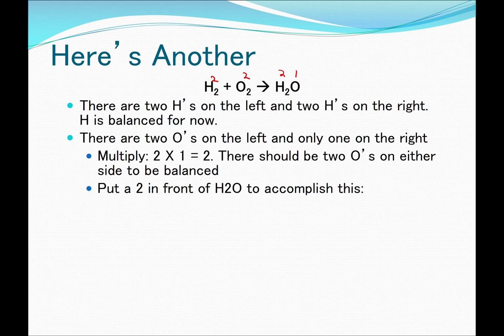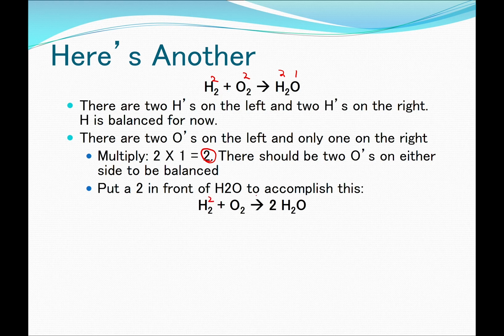So we multiply 2 times 1 for the oxygen since they don't balance, and we get a factor of 2. So we should have 2 oxygens on both sides in order for it to be balanced. The only way to adjust the water is to put a 2 in front of that formula.